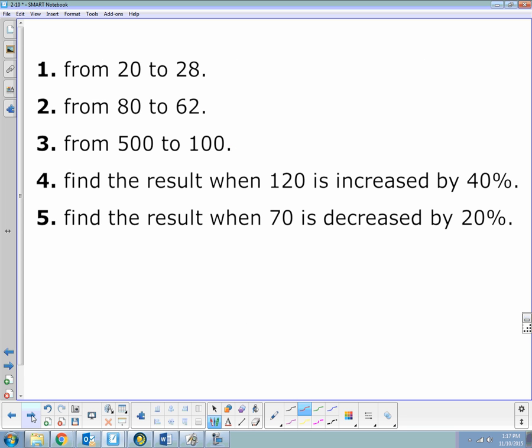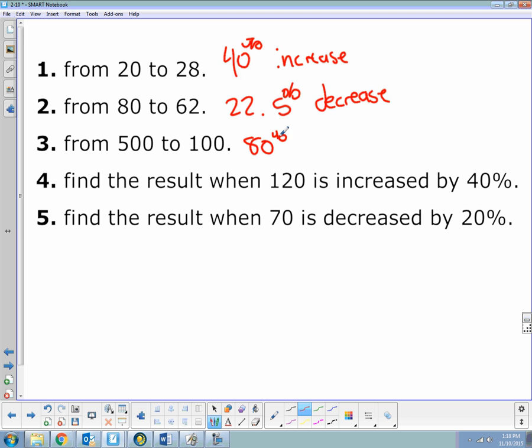Try these. Same idea. Figure out 1, 2, 3, 4, and 5. I'm assuming you paused it. I'm assuming you tried it on your own. The first one should be 40%. And again, we're saying whether it is an increase or a decrease. And so this should be a 40% increase. The next one should be a 22.5% decrease. Next one should be an 80% decrease.